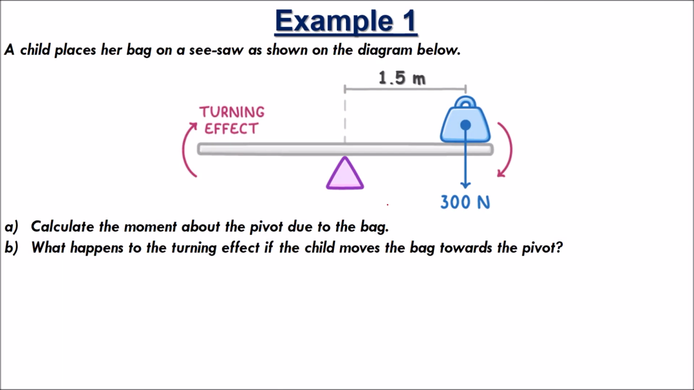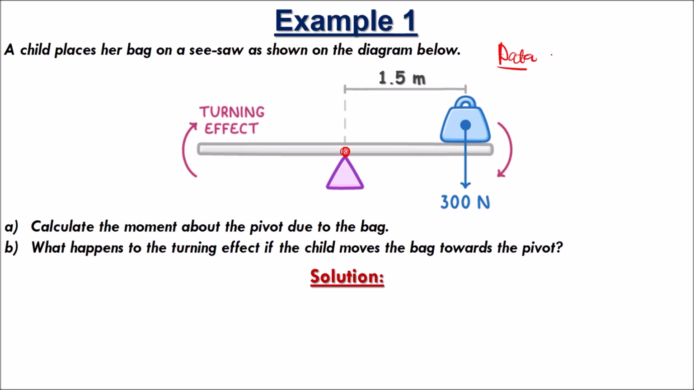Example number 1. A child places her bag on a seesaw as shown on the diagram below. Calculate the moment about the pivot due to the bag. So in other words, they want the moment about the pivot. We are taking the pivot as the rotational point. What happens to the turning effect if the child moves the bag towards the pivot? So let's solve this problem. The first thing we need to do is to extract data. Let's see what we are given and what we need.